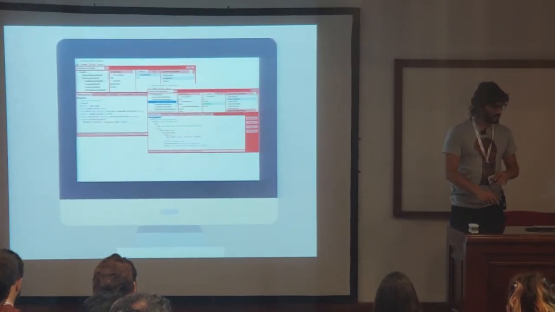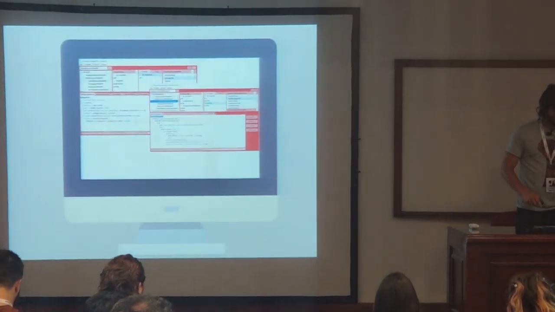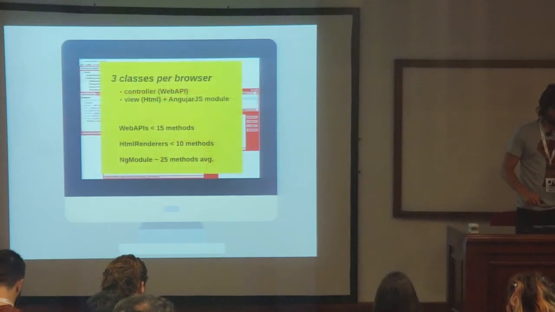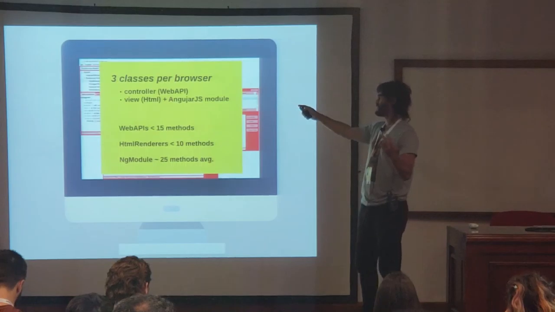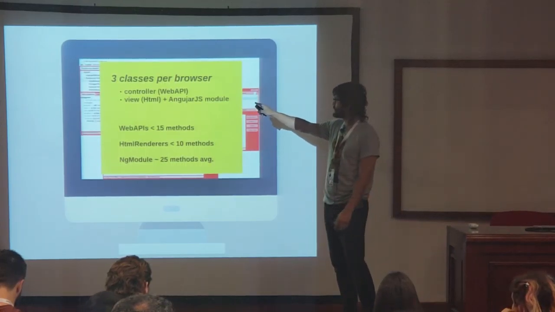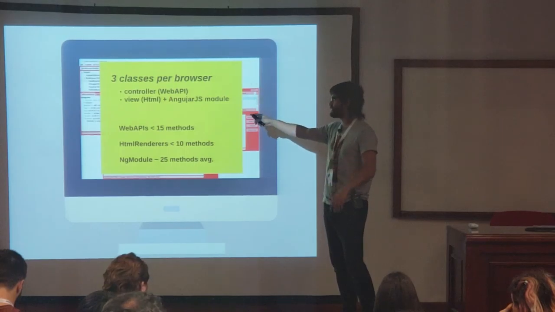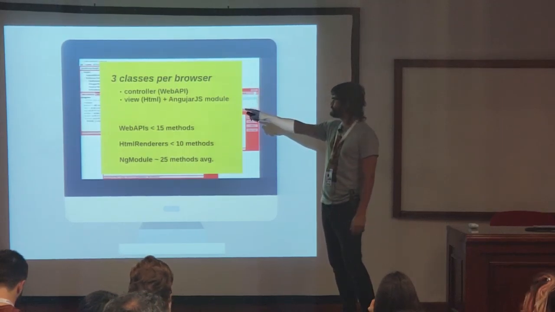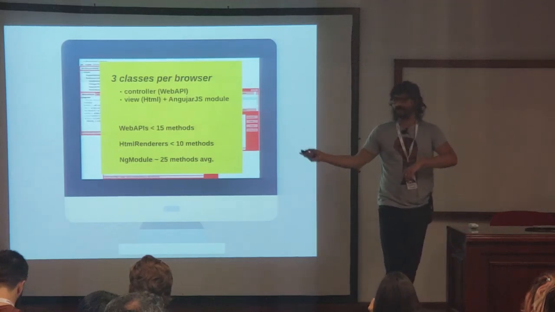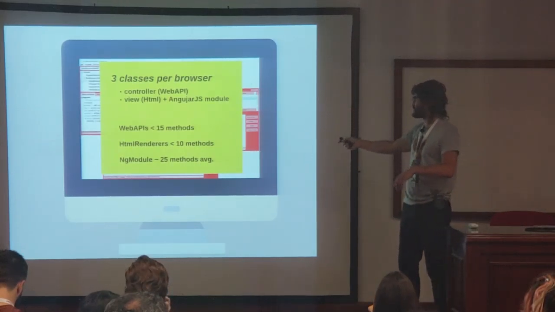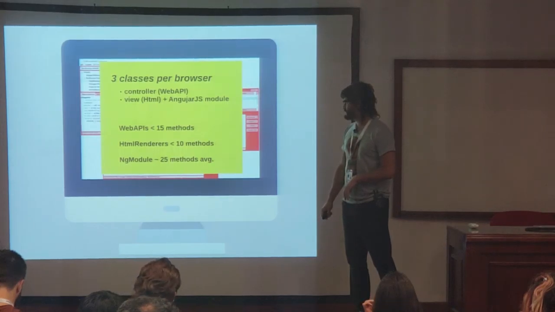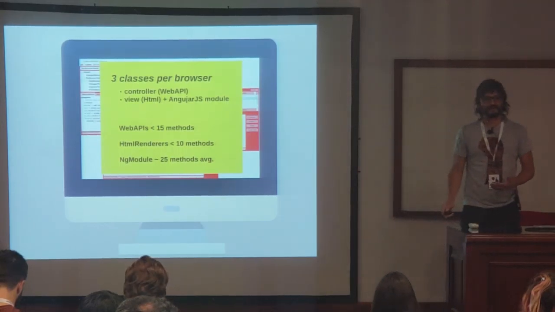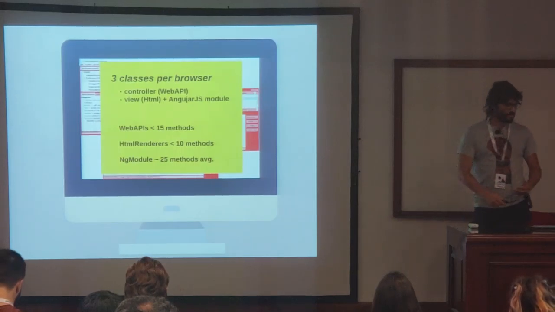I think I have here some statistics on metrics on the effort. There are three classes per browser or per tool. One for the controller, which is our web API, and two, one for the view, which is the HTML view, and the other one is for the JavaScript behavior of the page. And here are the amounts of methods per class. So it was, I think, not too bad for our framework.